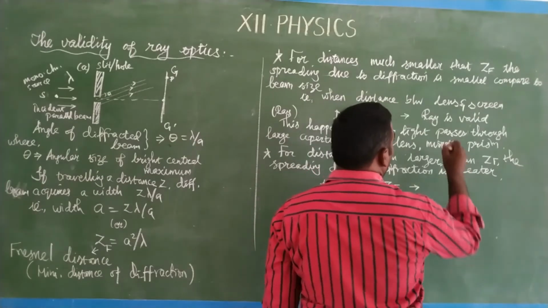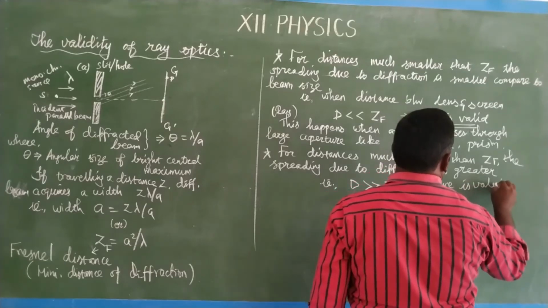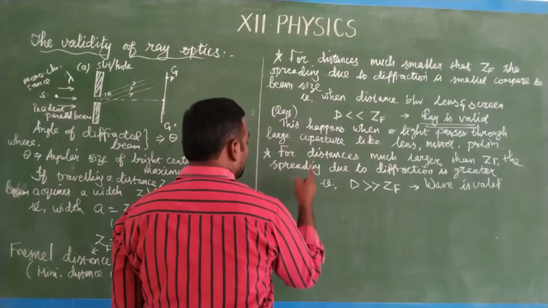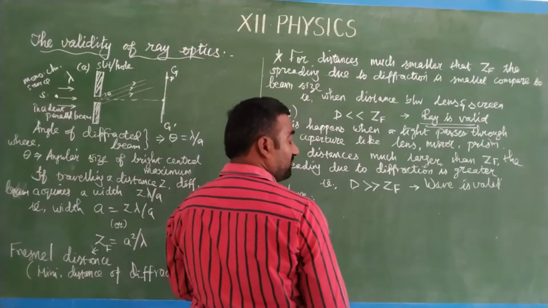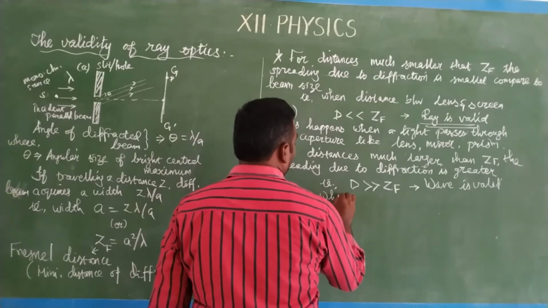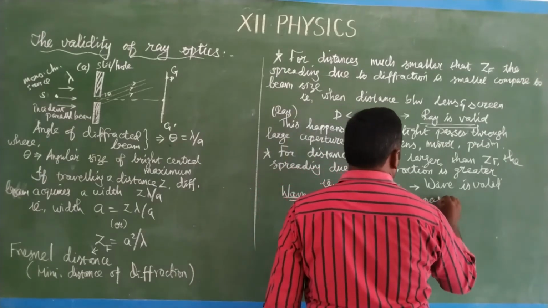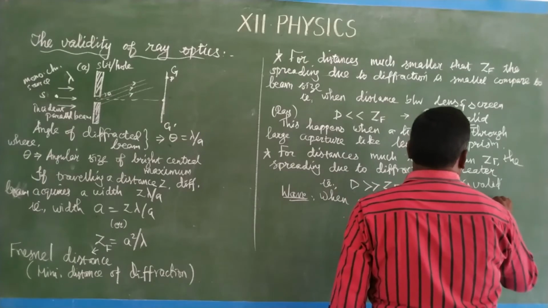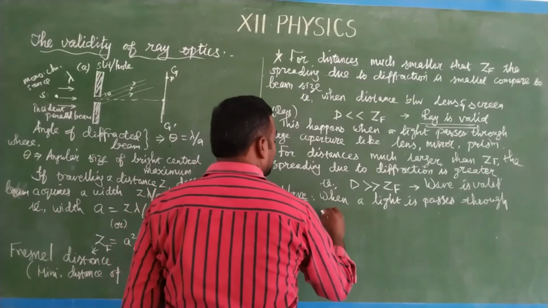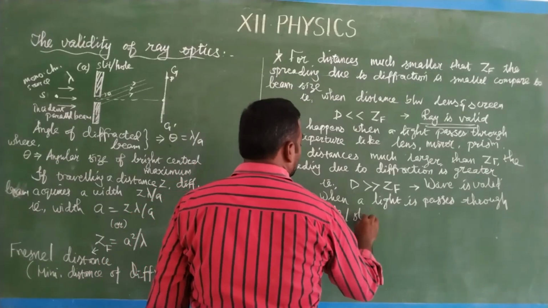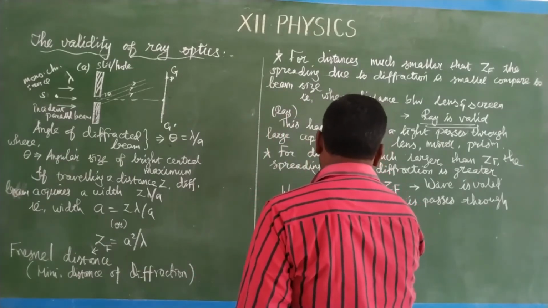Then இங்கே ரே வேலிட் ஆச்சா? இப்போ இங்கே என்ன வேலிட் ஆகணும்? வேவ் கான்செப்ட் இஸ் வேலிட். அப்போ எந்த சிச்சுவேஷனில் நம்ம வேவ் சொல்லணும்னா, எப்போனா when a light passes through a hole or slit, that is like an aperture. So that only we are saying as aperture.